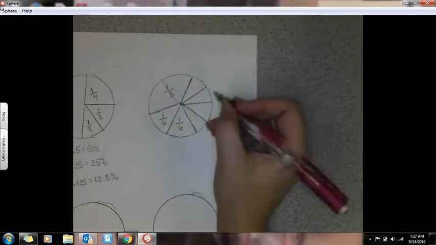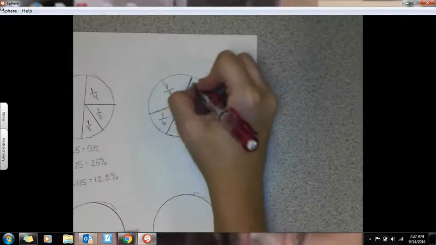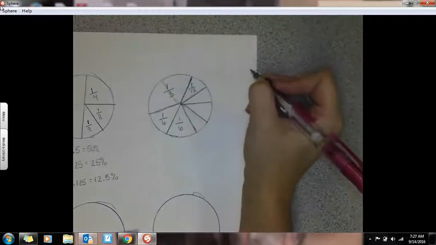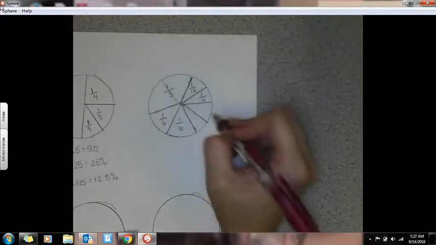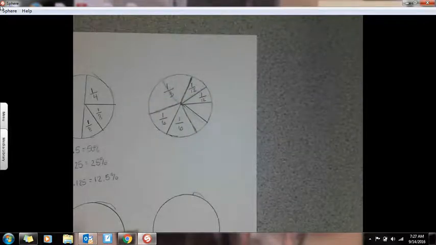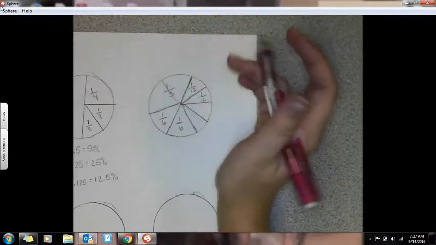So that means that this one wedge out of the 12 would be 1/12. Same for this one. This would be 1/12. And we could label these as 1/12. Okay? So if I take a look at this circle, I have many different types of wedges that I've split up. But let's go ahead and find their probabilities.